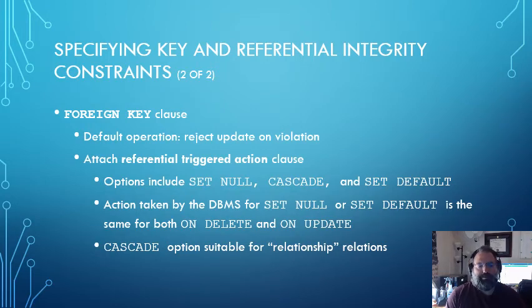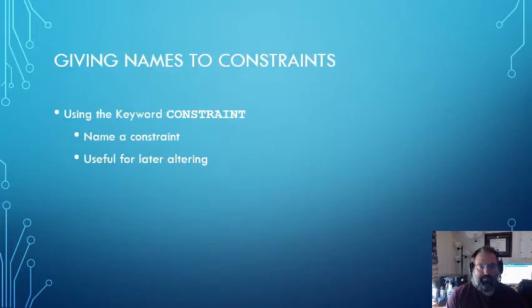Foreign key clauses have default operations: you reject values in violation. They oftentimes are attached using referential triggered action clauses. They may also include things like set null, cascade, or set default. Actions taken by the database management system for set default or set null are the same for both on delete and on update. The cascade option is suitable for relationship actions. So at the point that something changes, you need to make those take effect elsewhere.